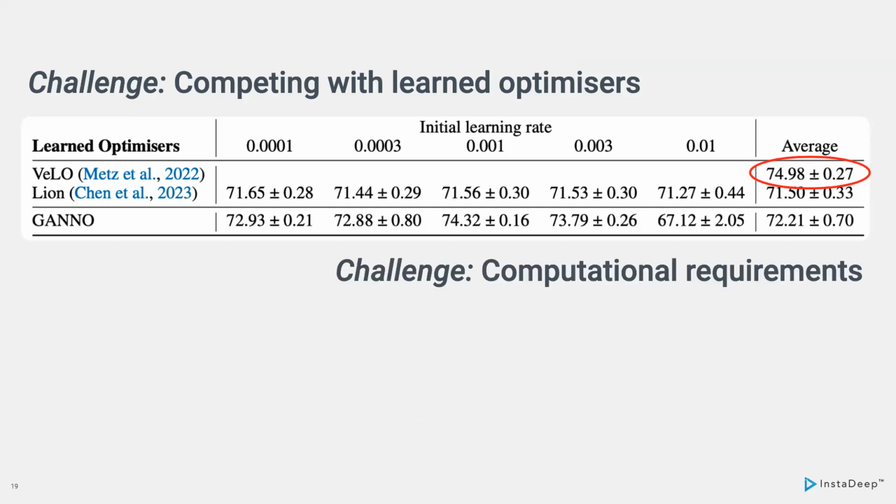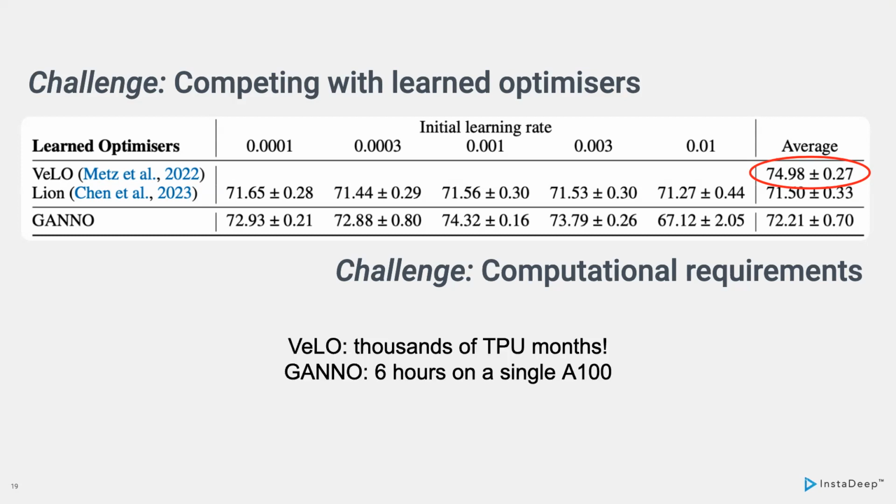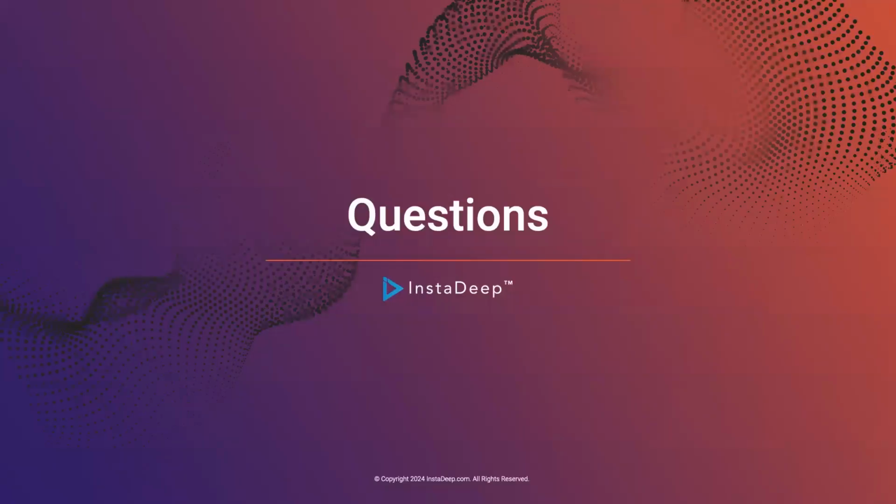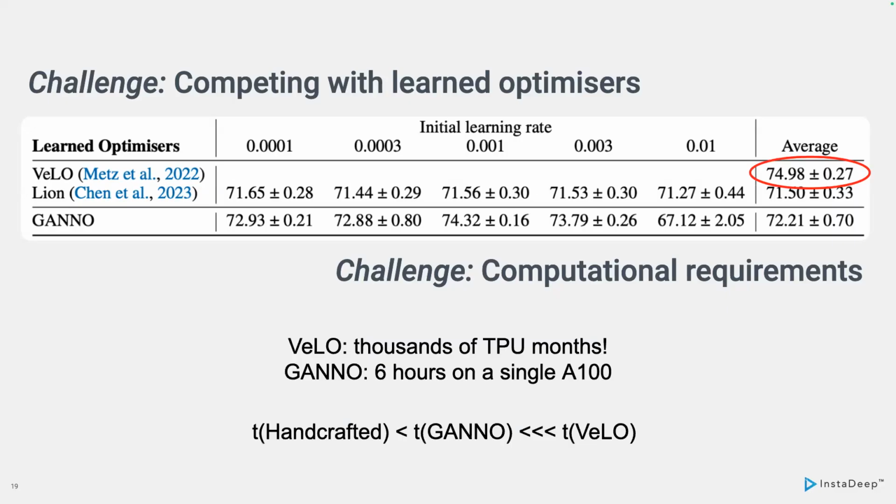But what's interesting, and I've put this challenge there to indicate the flip side, is that we also suffer from computational difficulties. We might not be on that order of magnitude, but it is still not the cheapest. It's not as cheap as just using an off-the-shelf handcrafted heuristic. So, thousands of TPU months for Velo, GANNO 6 hours on a single A100. Handcrafted schedules are definitely cheaper than GANNO, but GANNO is certainly orders of magnitude cheaper than Velo.